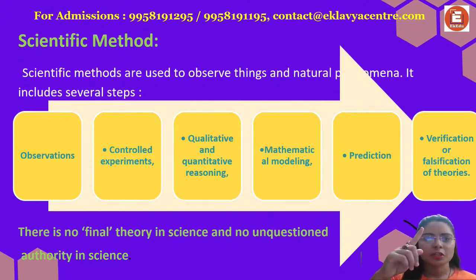First step, observation. He noticed every day that the sun is rising from the east and setting in the west. Then he developed a theory. He did some kind of controlled experiment. The controlled experiment was performed in the lab with a bulb and a ball. Then came qualitative reasoning and quantitative reasoning.